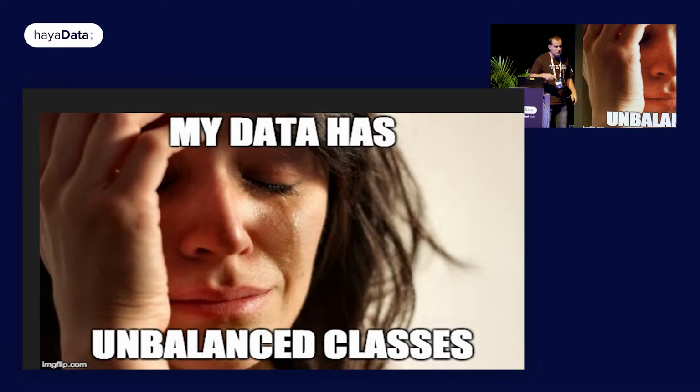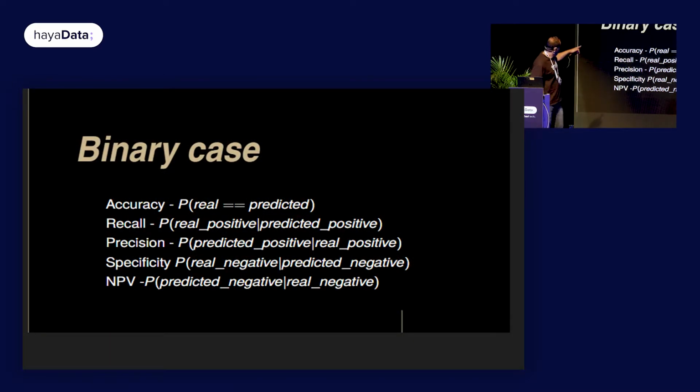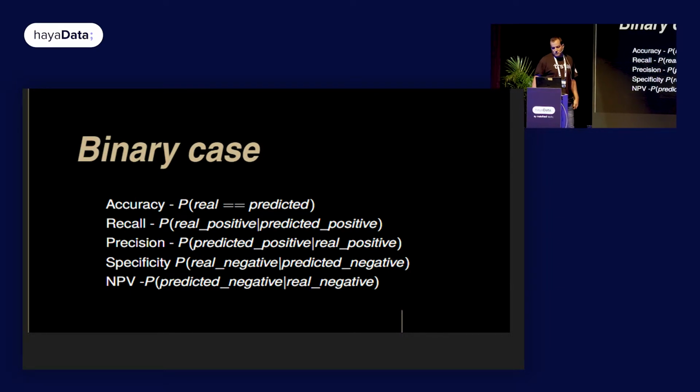So this case can be even more problematic in many cases. So what do we know? We know that accuracy is the percentage of being right. Recall is the percentage of being right given that you were real positive. Precision is being right given you are predicted positive. Specificity is being right given you are real negative. And NPV, negative predicted value, for some reason this quantity doesn't get good PR. Nobody likes it for some reason.